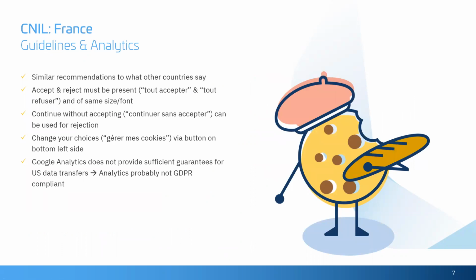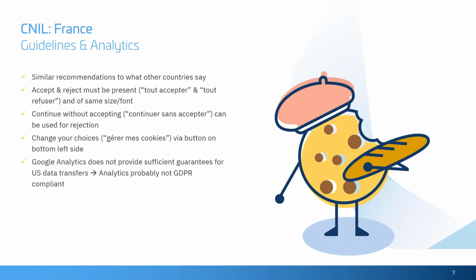Also, the recommendation that France is giving, or the CNIL, the French Data Protection Agency, again, accept and reject must be present, must have the same size and the same font. Size in this case, so they're actually writing size, so the button size. So you should not have a small button and a big button. Again, it's about dark patterns and this kind of stuff.